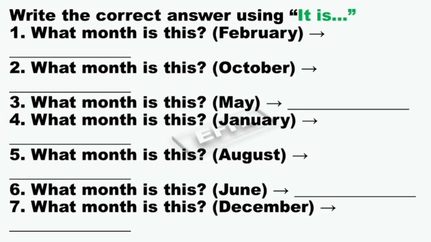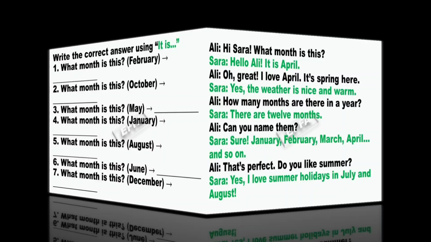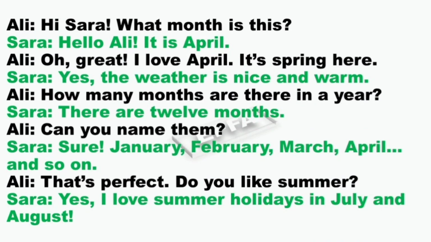Now we have a practice page. Write the correct answer using it is. For example, what month is this? We can say it is February. And now we have a dialogue. I will read it, so listen carefully and then practice it by yourself after me.